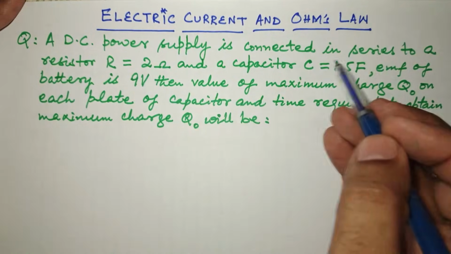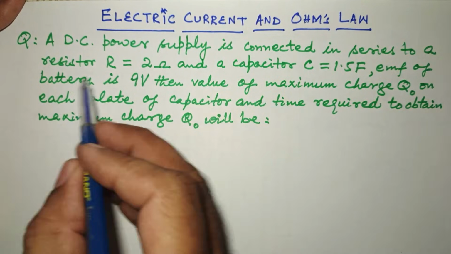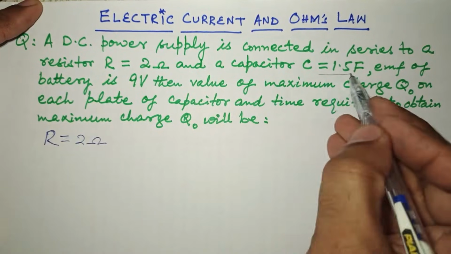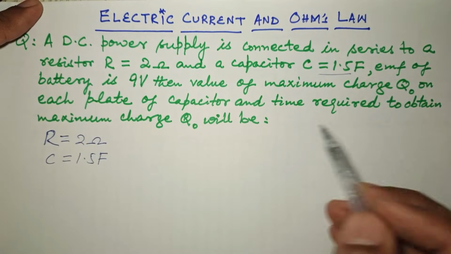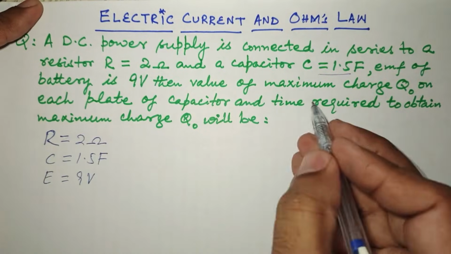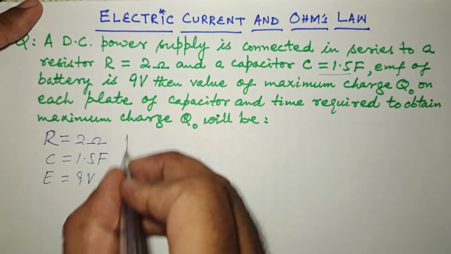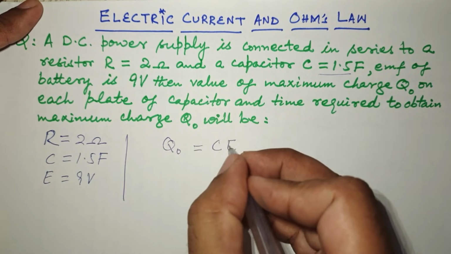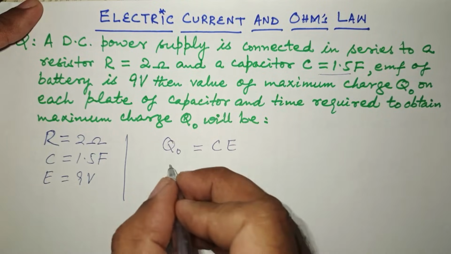A DC power supply is connected in series to a resistor R equals 2 ohm and a capacitor C equals 1.5 farad. The EMF of the battery is 9 volt. Then the value of maximum charge Q naught will be given as CV. Q is equals to CV, but here we have maximum charge, so Q naught is equals to CE.